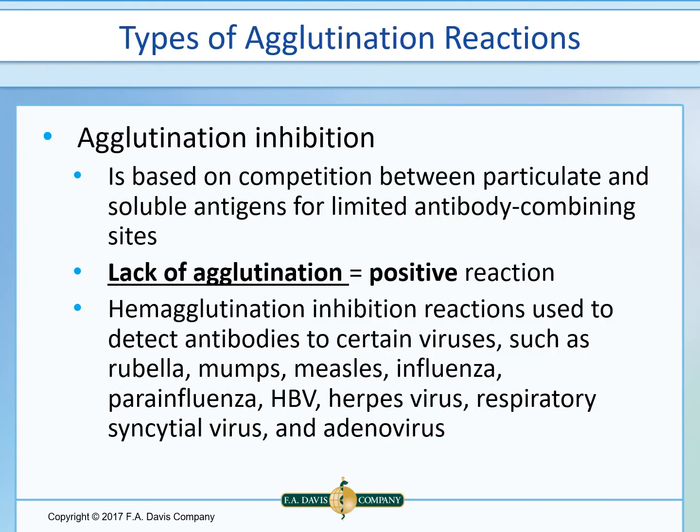The last types of agglutination reactions we'll discuss are agglutination inhibition reactions, and these are based on competition between particulate and soluble antigens for limited antibody combining sites. With these types of tests, the lack of agglutination is an indicator of a positive reaction. Typically, this reaction involves haptens that are complexed to proteins. The hapten-protein conjugate is then attached to a carrier particle.